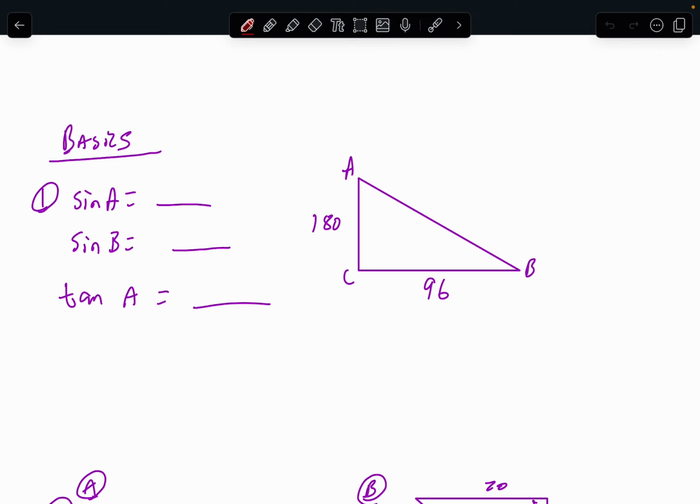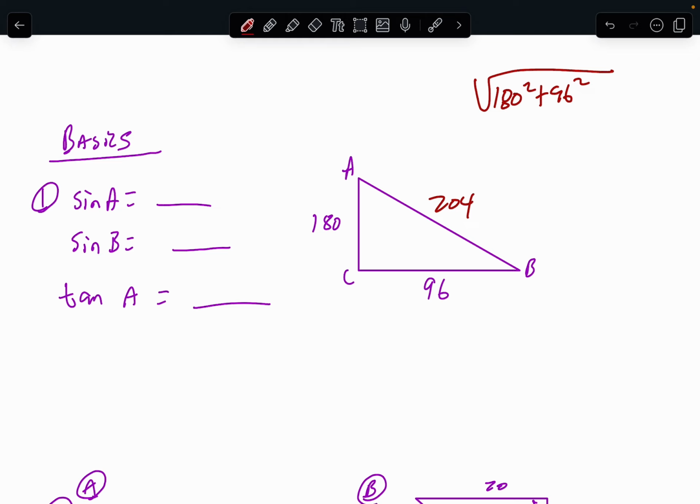Very first thing you want to do is get this missing side. To get the missing side, we're going to do Pythagorean theorem. That'd be the square root of 180 squared plus 96 squared. You could reduce and do all that work, but since you have a calculator, there's no reason not to just go ahead and type it in. 180 squared plus 96 squared, and I get 204. So that means it was originally a triple.